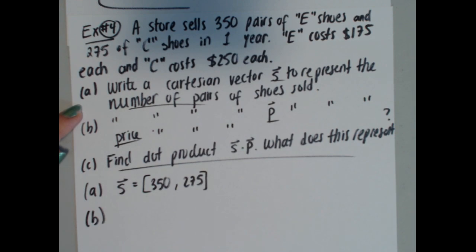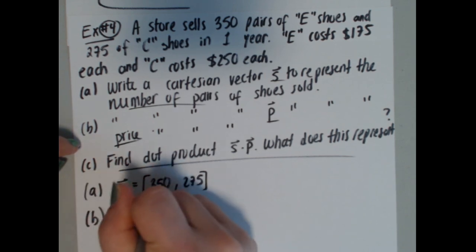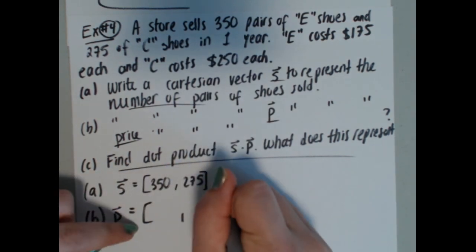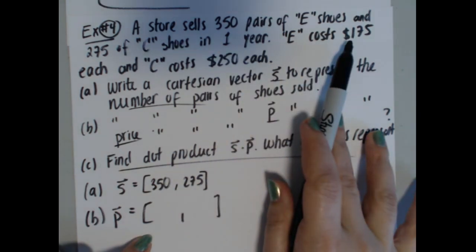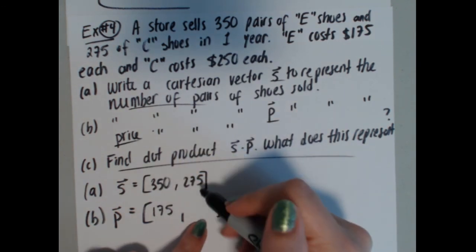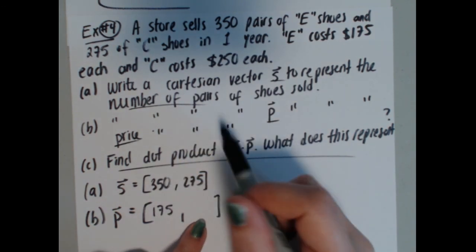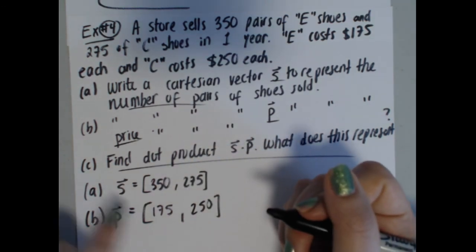For part B, write a Cartesian vector P to represent the price of the pairs of shoes sold. So again, in the x slot, I have to write the value corresponding to E. And for E, it's $175 per shoe. So I stick 175 in here, and the y slot, that is for C. And the C shoes cost $250 each.